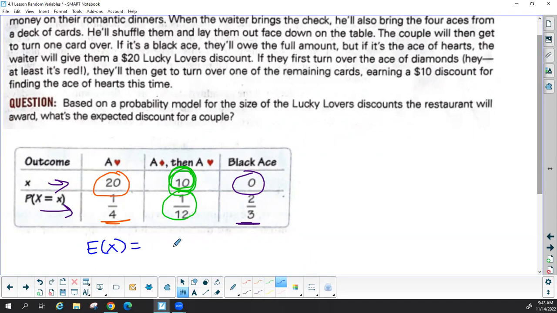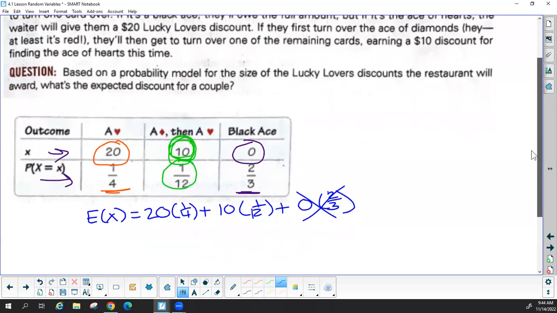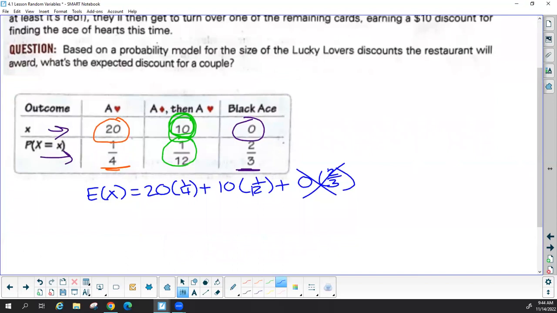And so I would take my $20 and multiply by 1/4. Add to that my $10 multiplied by 1/12. Add to that my $0 multiplied by 2/3. And you probably are thinking, well, Mr. Pickard, if we multiply by 0, that goes away, much like in the previous problem, and you are correct. So take a second there and calculate the expected discount. This is going to be an expected discount per couple at this restaurant.